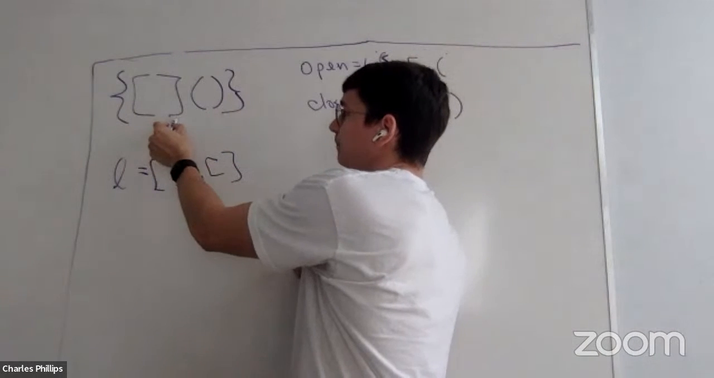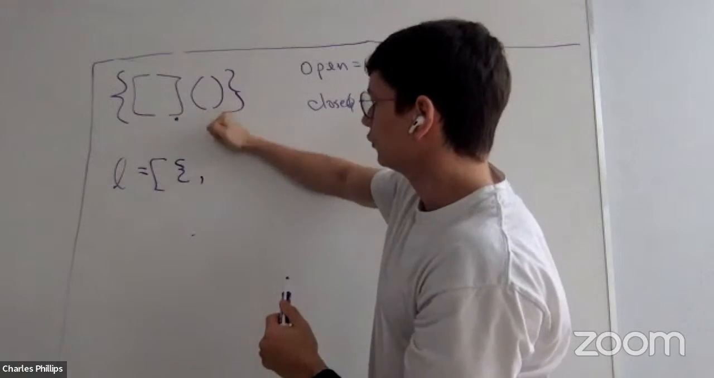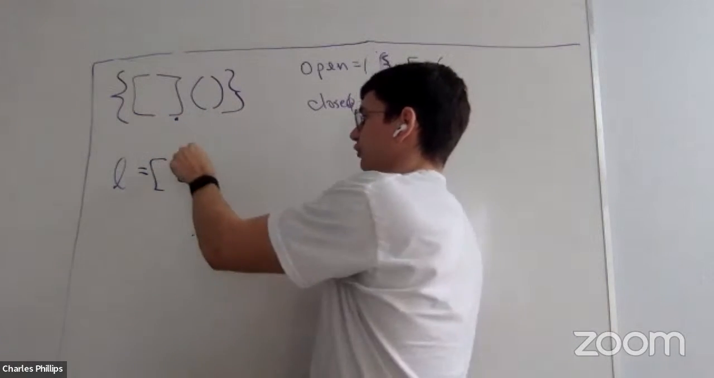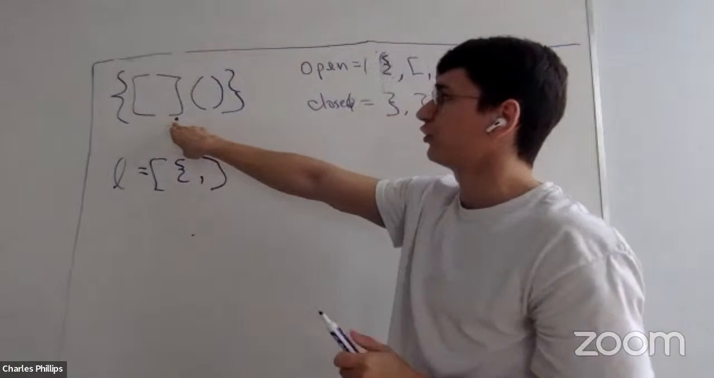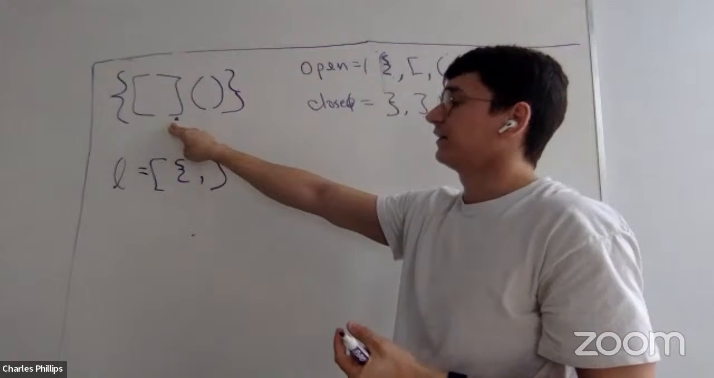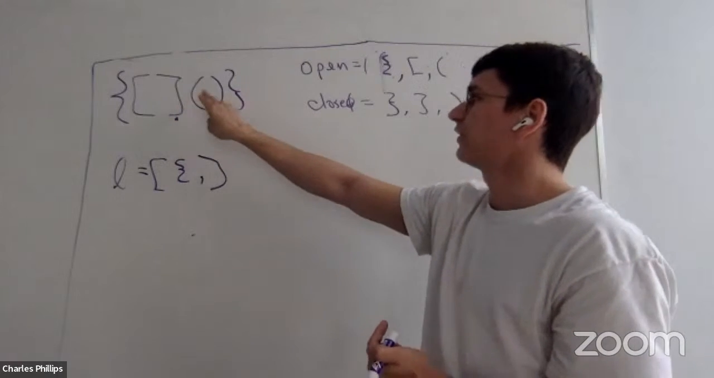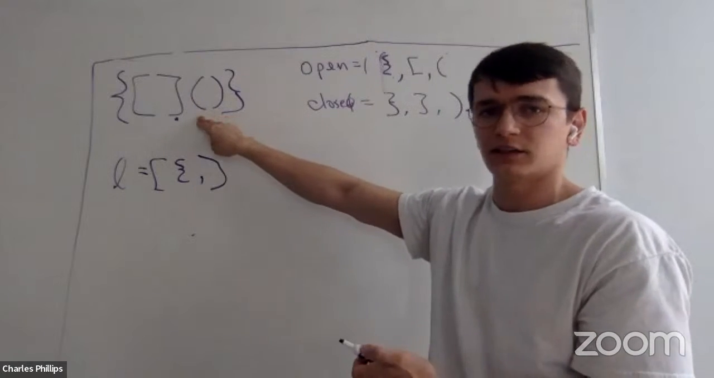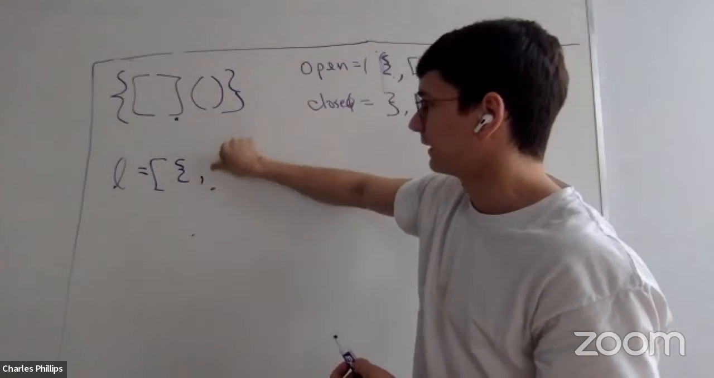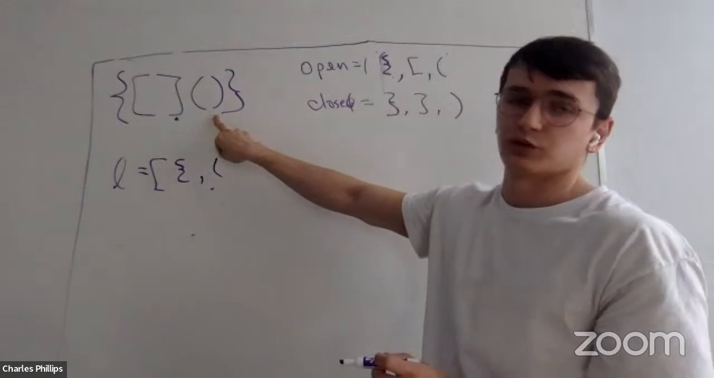So I know that at this point, I still have a valid string, right? What I've done is I've removed the last opening bracket from the list. I've compared it to the closing bracket to make sure that they're matching pairs. And they are, so I'm going to continue on with my algorithm. Now I'm going to move on to this opening bracket. Since it's an opening bracket, I'm going to add it onto my list. All right, and then I go to the next character, which is a closing bracket.